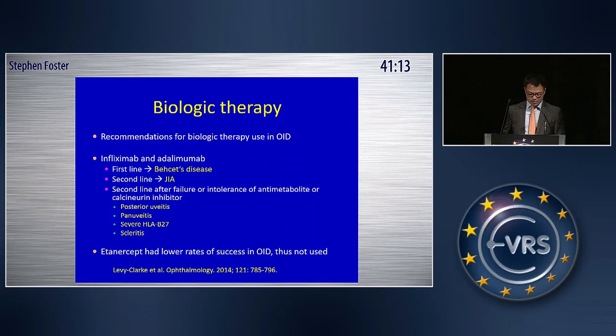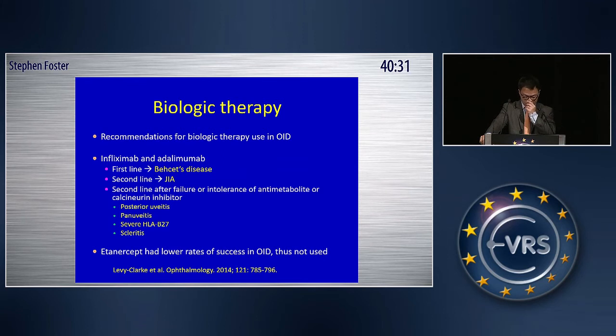Now, the biologic therapies, we recommend biologic therapies in certain diseases. For example, in Behçet's, that's actually typically our first line. We like Humira, we like Remicade, and interferon has good results, although we don't use that very often. The biologic therapy can be a second line in JIA. So you start with methotrexate, you start with CellCept, but then you can go to the Humira early if you're talking about JIA. And it could be second line in the other conditions once you try anti-metabolites or calcineurin inhibitors. So you're talking about posterior uveitis, panuveitis, severe HLA-B27 that recurs very frequently, and also scleritis.